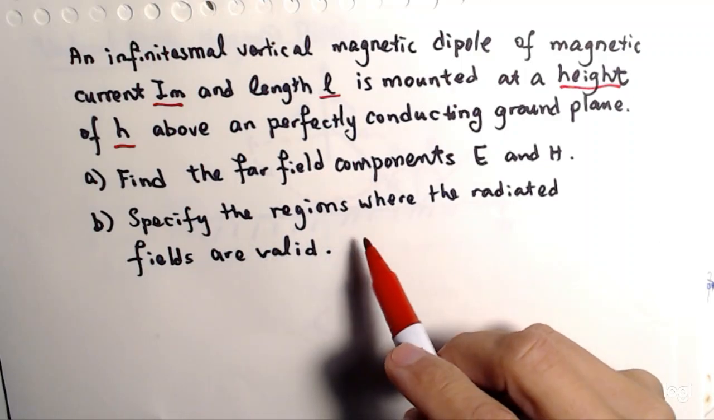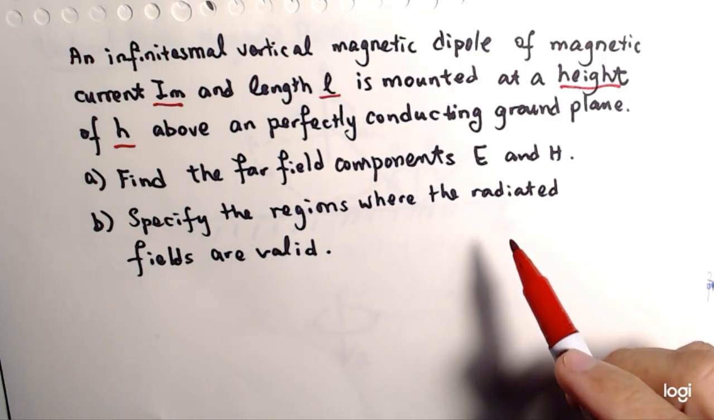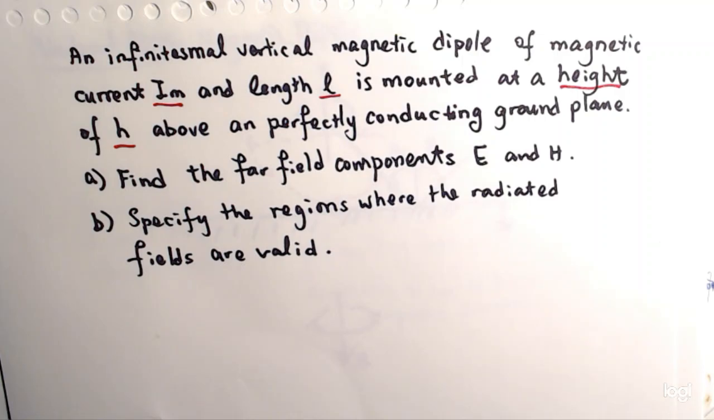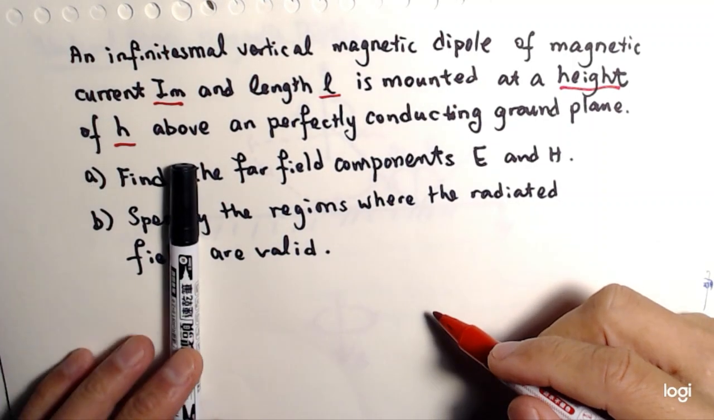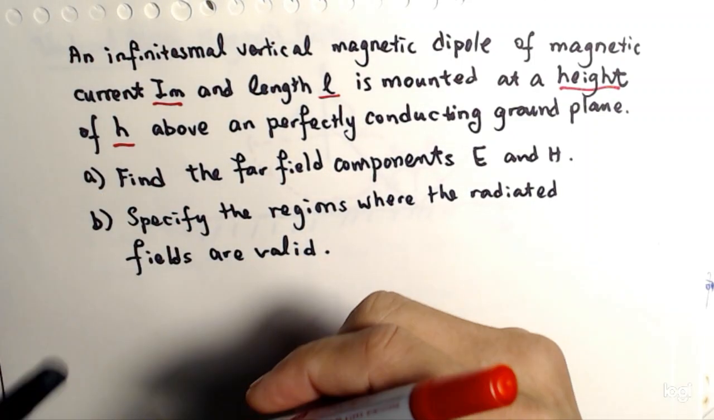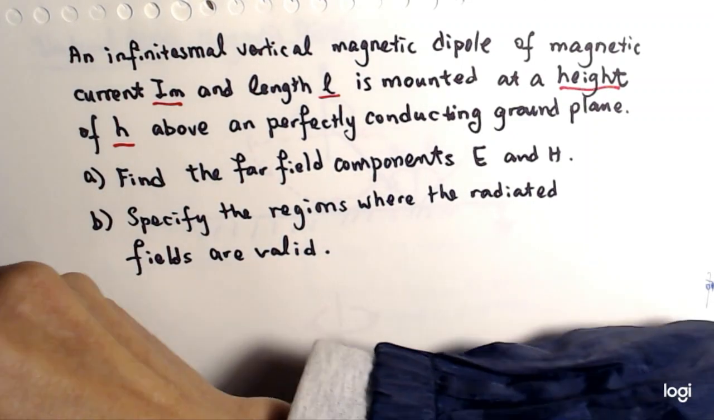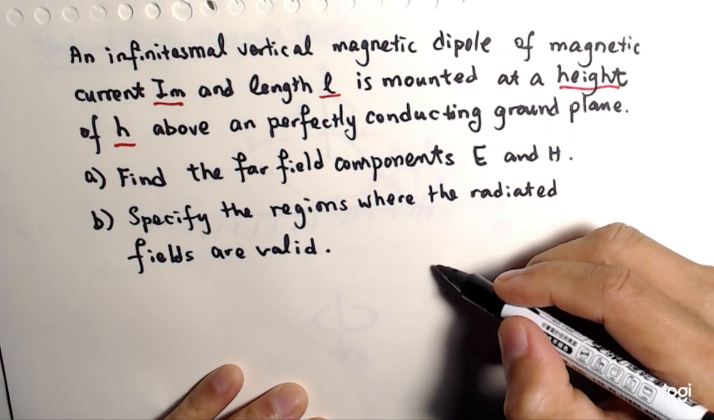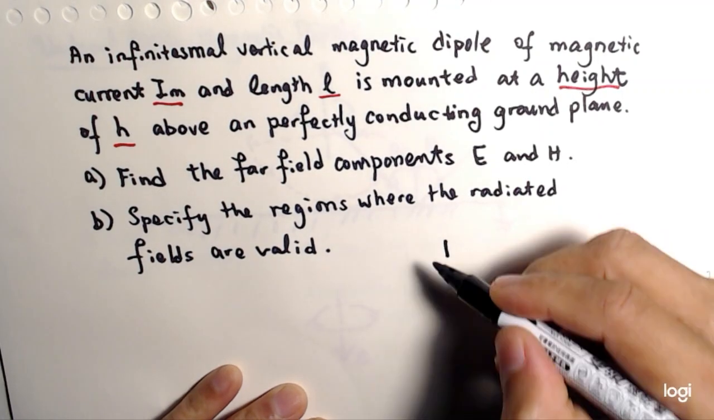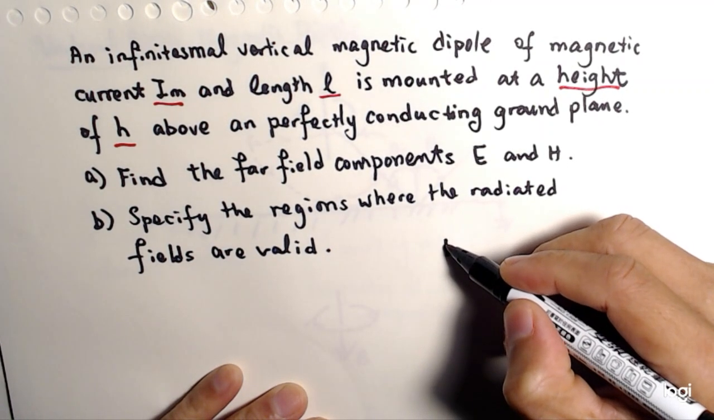We also need to specify the region, because below the ground plane there shouldn't be any electric field or any magnetic field. So in other words, if I'm going to draw the setting of this question, you have an antenna, a dipole.